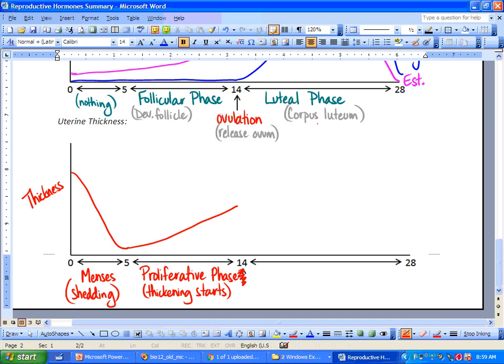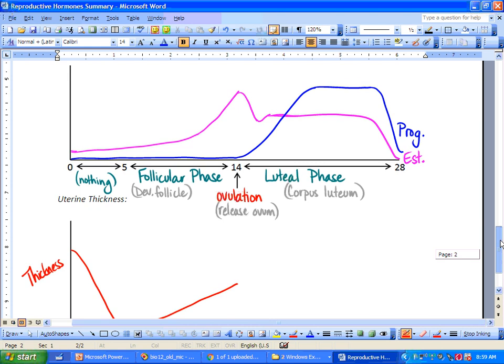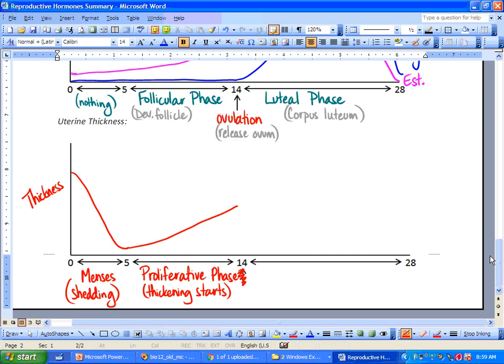Once we've passed ovulation and we get into the luteal phase, remember that we've got lots of progesterone that starts to show up, and estrogen is at a fairly high level as well. And those two things are going to cause the uterus to really start thickening up and building up a big blood supply and getting all that mucus ready to go, trying to get the perfect conditions for implantation of an egg. So we call that the secretory phase.